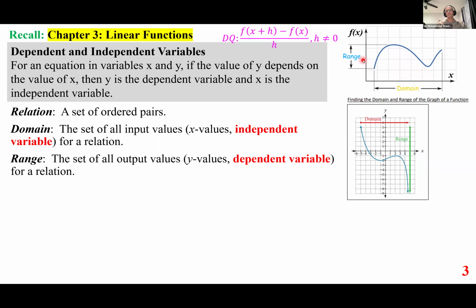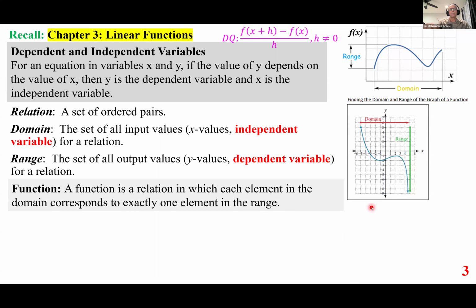So here, that would be the domain. It continues indefinitely on both sides, makes it all real numbers. Range, it covers indefinitely on both sides, up and down, all real numbers along the y-axis.